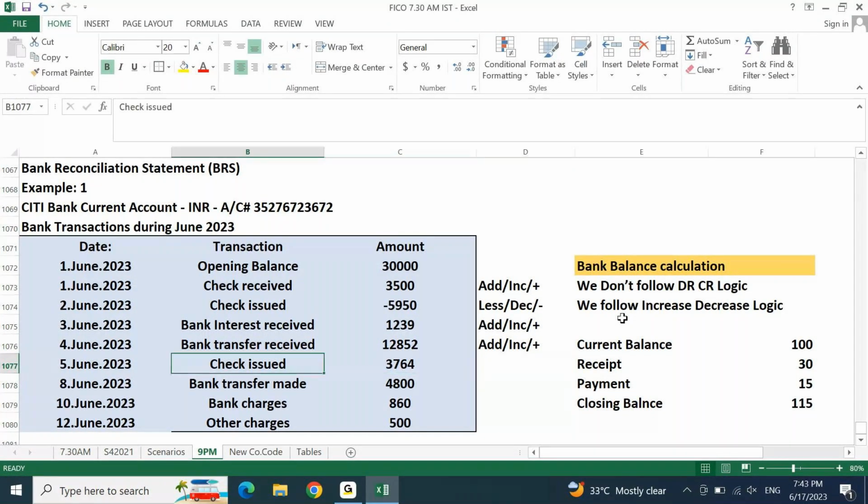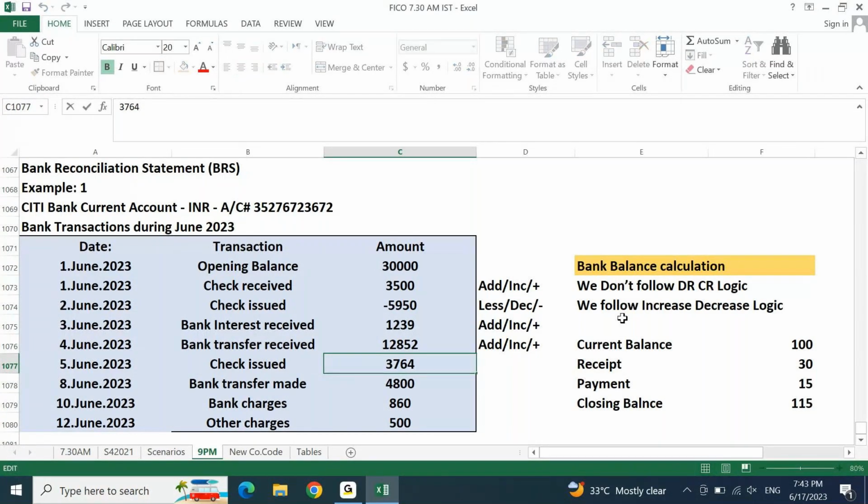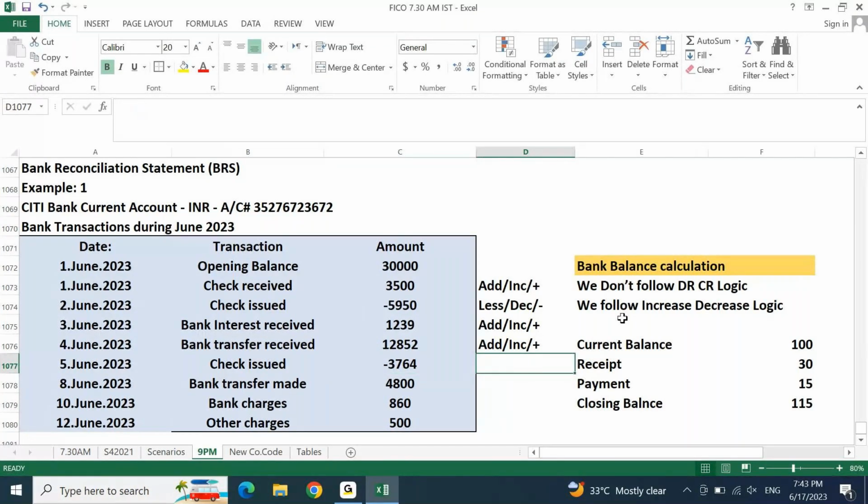Next one, check issued. When you issue a check, your bank balance will increase or decrease? Decrease. When you issue a check, your bank balance will decrease. If there is a decrease, is this a positive number or a negative number? Negative number. It will be a negative number, and I'll put less, decrease or minus here.